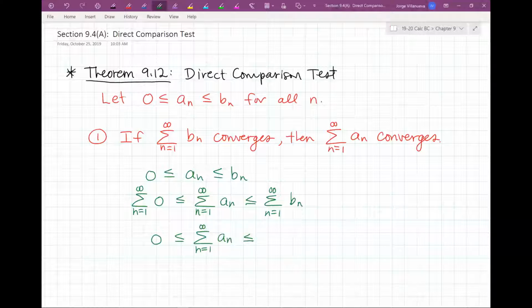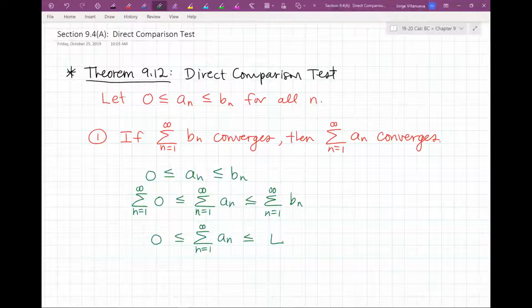Now, let's take into account the first part of this definition. It says, what if the sum of b sub n from 1 to infinity converges? We call that big L, some finite value. Well, if the sum of a sub n is stuck between 0, which is a number, and L, which is a number, can it be infinite? No, it's stuck between numbers. So it's forced to become a number itself. I don't know which number, but it's forced to converge as well, because it has to be stuck between two finite values. Does that make sense?